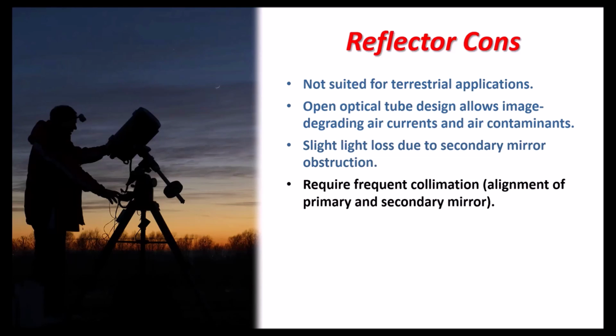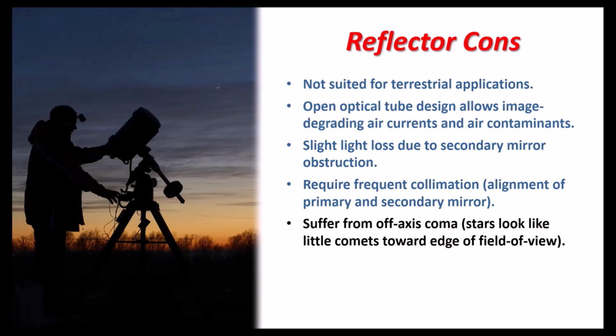But with enough practice and with the right tools, like a Cheshire eyepiece and a laser collimator, it gets really easy to collimate your reflector. And of course, there are plenty of people in astronomy clubs, if you have one nearby, that can help you with that. And I mentioned they do suffer from off-axis coma, where the stars look like little kind of comets toward the edge of the field of view, but just throw on a coma corrector and you'll be fine.